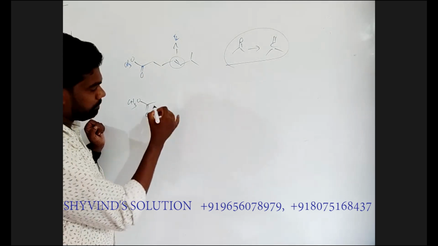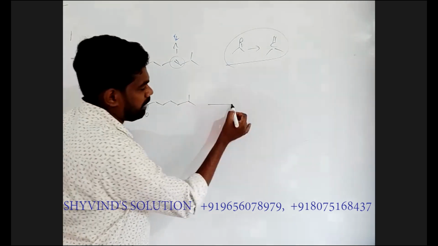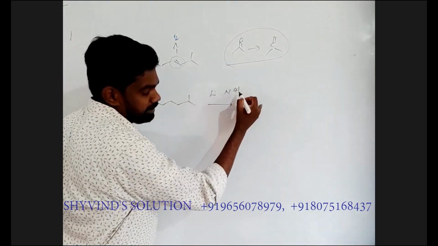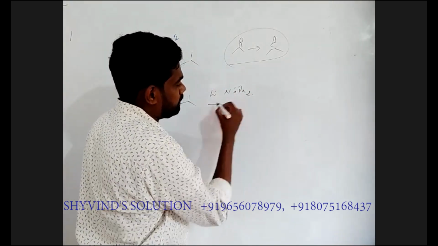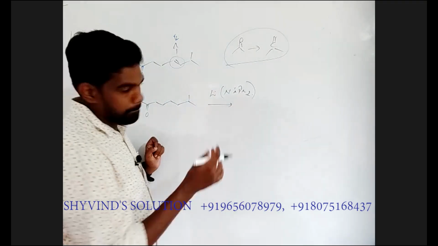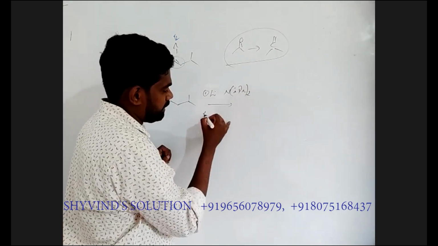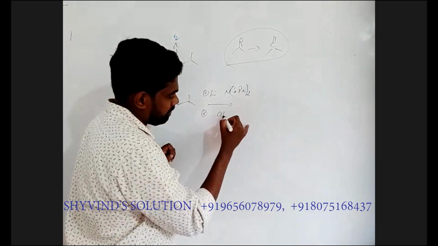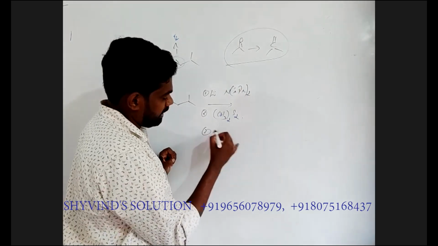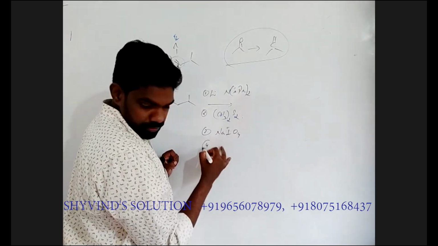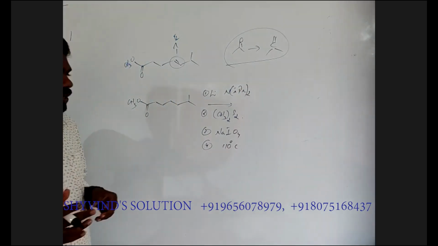OCH3, okay, so we have LiN(iPr)2, that is, LDA, the first reagent. Second one, CH3SSCH3. Third one, NaIO4. Fourth one, 110 degrees Celsius. These are the reagents in the fourth option. So you can see it here.